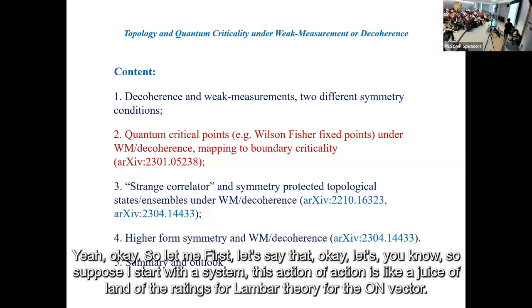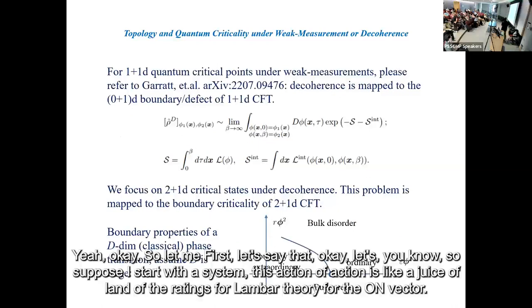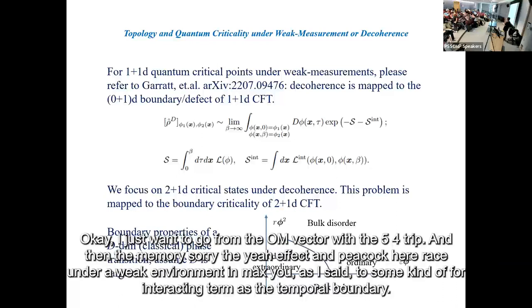Okay, so let's say I start with a system, this action, which is like a Ginzburg-Landau theory for the O(N) vector with the phi^4 term. And then the effect of decoherence and weak measurement is mapped, as I said, to some kind of interaction term at the temporal boundary.